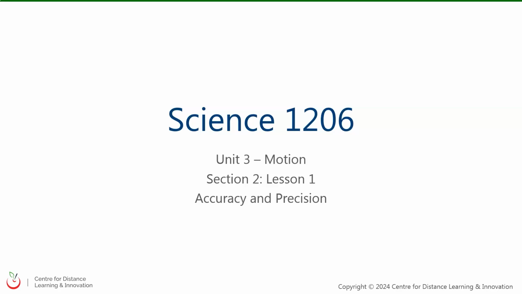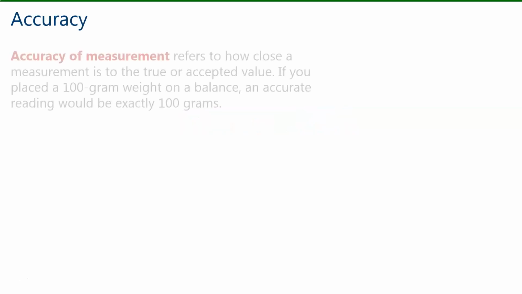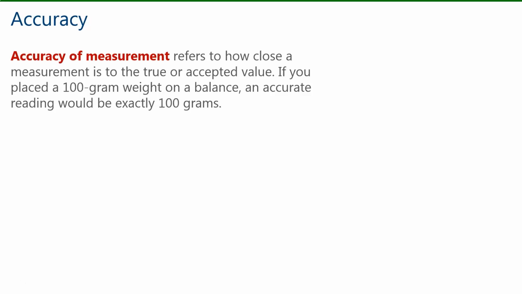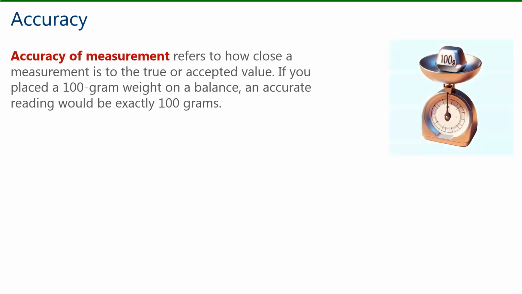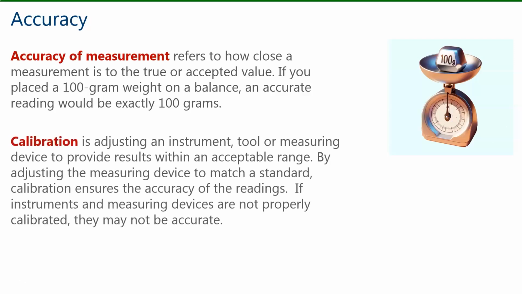Let's begin. What is accuracy? The accuracy of measurement refers to how close a measurement is to the true or accepted value. If you placed a 100-gram weight on a balance, an accurate reading would be exactly 100 grams.